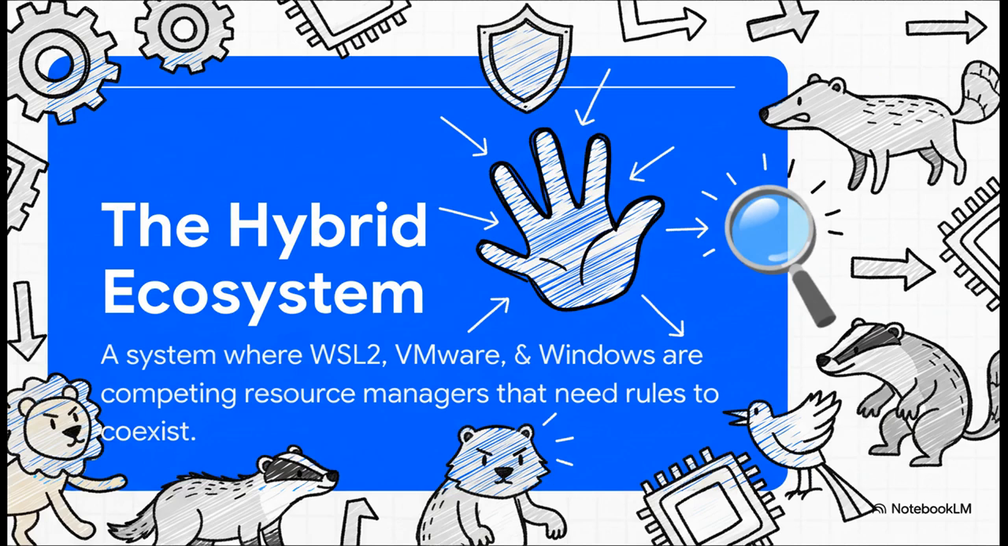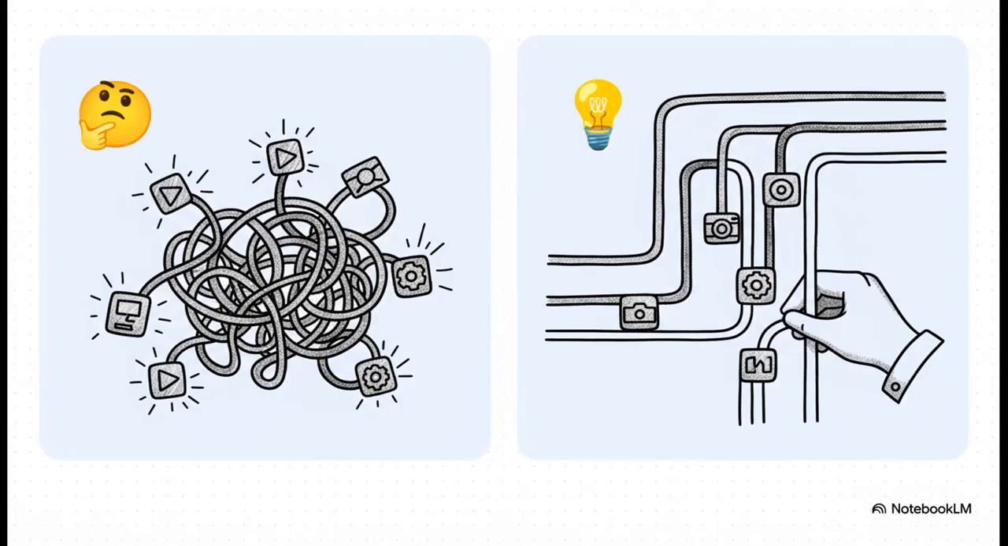See, WSL2 has its own way of managing memory. VMware has its own scheduler. And Windows is just trying to play referee and keep the peace. Once you start seeing it like that, the path to making it all work starts to become a whole lot clearer. So this is the mental shift you've got to make. You have to stop thinking, it'll probably be fine, and start thinking, this thing needs clear rules. Don't waste your time chasing random tweaks. Instead, you need to focus on one thing, controlling the resource boundaries between these competing systems.